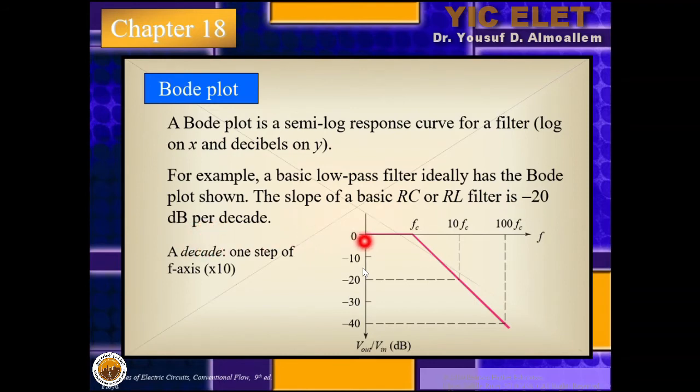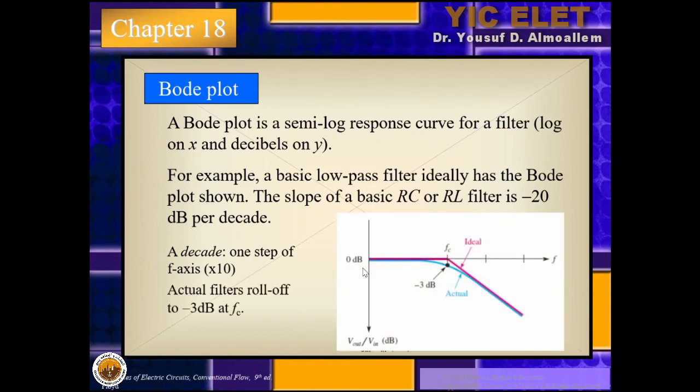What is a decade? Each step on the x-axis is one decade. Moving from FC to 10 FC is one decade. Moving from 10 FC to 100 FC is another decade. So from here to here is one decade, and from here to here is one decade. When we talk about the y-axis, each step will be minus 10 if we're moving down, then minus 20 dB, minus 30 dB. When we said minus 20 dB per decade, it means if we move one decade, we move minus 20 dB. So in the horizontal axis, one step; in the vertical axis, minus 20 dB.